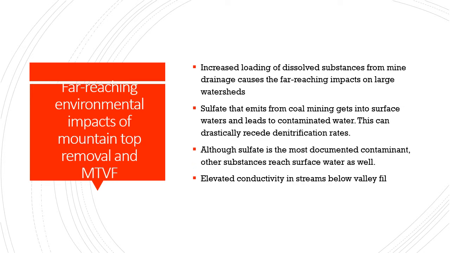Longitudinal effects of MTVFs result from changes in the watershed scale that alter stream hydrology. These changes come from rainfall and differences in soil topography, and can result in an overall loss of vegetation in the area. Contaminants like sulfate and more are emitted into the streams as a result of coal mining, and this can result in contaminated surface water. This causes increasing conductivity in streams that lie directly below the valley fills.